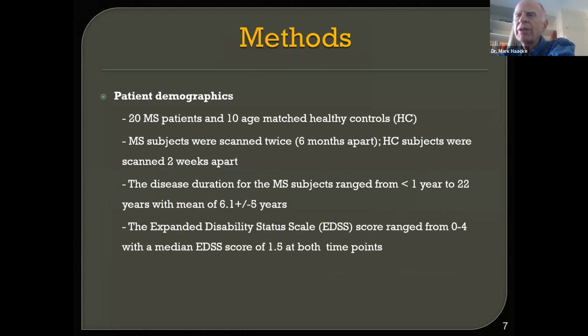So we did 20 MS patients and 10 age-matched healthy controls. The MS patients were scanned twice, 6 months apart, which is not really long enough to see big changes. Probably you would have to do that over a 2 or 3 year time period in that case. And healthy subjects were scanned 2 weeks apart. They shouldn't be changing in 2 weeks. The disease duration for the MS subjects ranged from 1 year to 22 years, with a mean of 6.1 plus or minus 5 years. And the EDSS score ranged from 0 to 4, with the average being quite low, around 1.5.